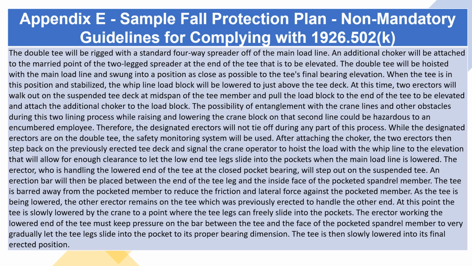The double T will be rigged with a standard four-way spreader off of the main load line. An additional choker will be attached to the married point of the two-legged spreader at the end of the T that is to be elevated.